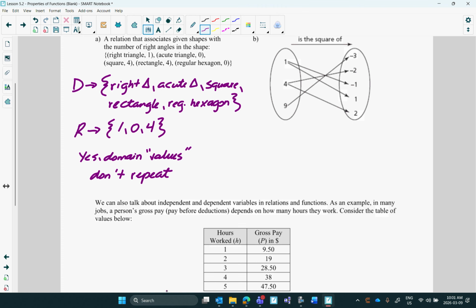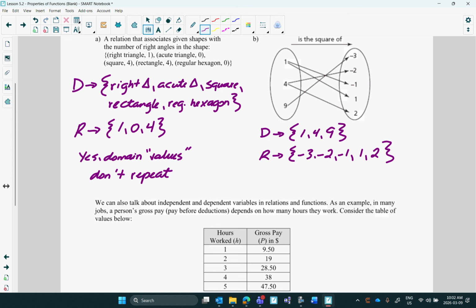Okay, the arrow diagram. Now we're getting into numbers. What's the domain? 1, 4, 9. 1, 4, 9, that's it. What's the range? 2, -2, 1, -1. Be a little bit careful with that. Is it a function?